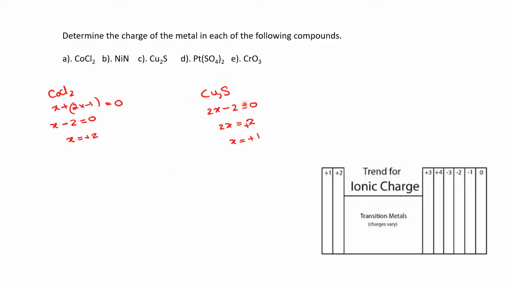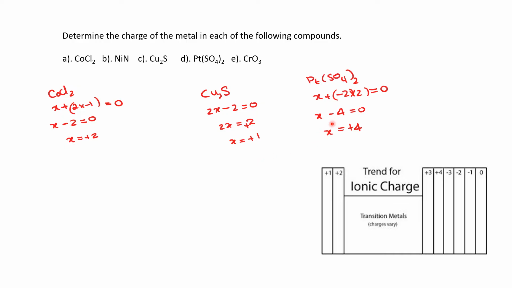Then we do part C, copper sulfide. Copper is the one we are going to find, and because we have two copper atoms, we are going to use 2x, and sulfur is in the sixth group, so it's going to be -2. So you will see that the copper charge is +1.